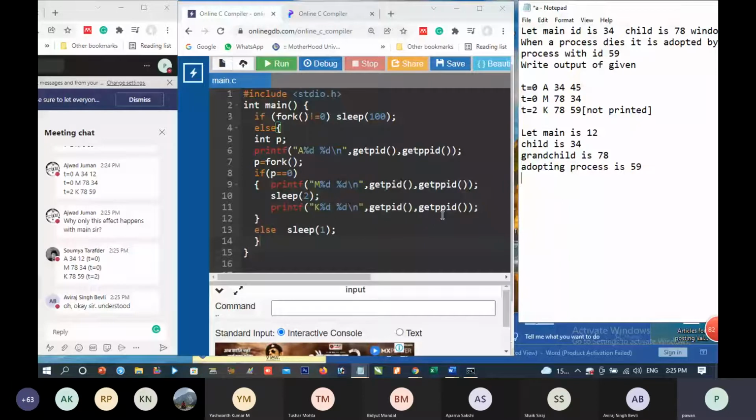Because, yes, if you execute this in Ubuntu, then you will see that some output comes after the cursor. When main dies, the cursor comes, and the child's and grandchild's output comes after the cursor. Now, as Juman had asked, why is this effect only with main? Because the cursor is under the control of main. As soon as main dies, the cursor comes. On this editor, further output doesn't come, and in a Unix environment, output comes after the cursor.